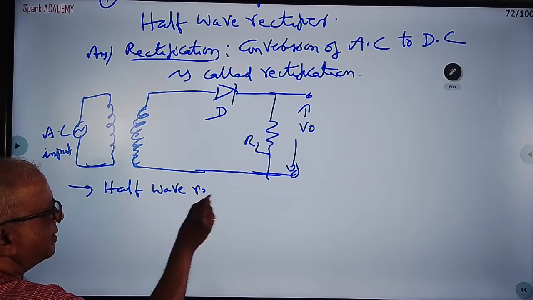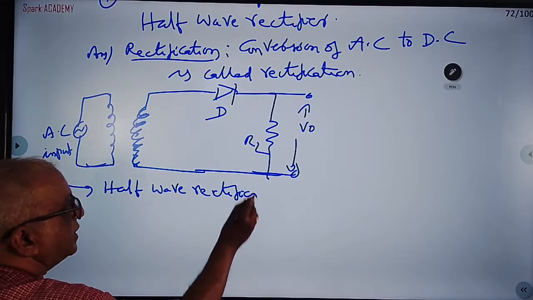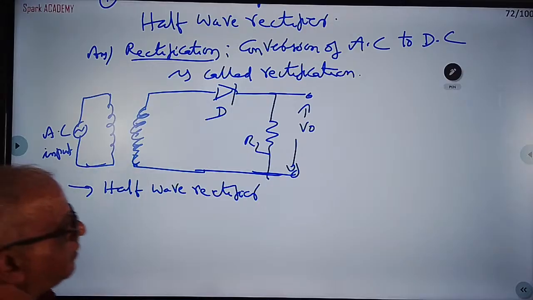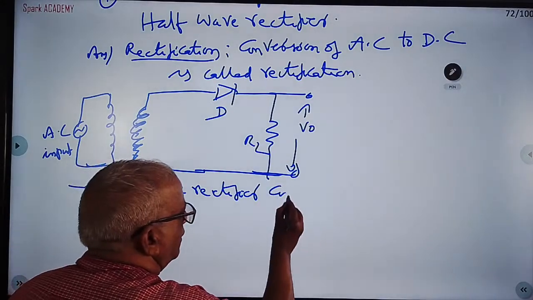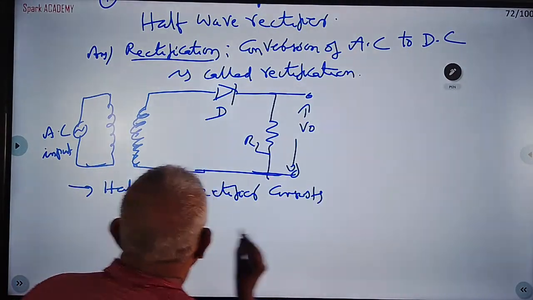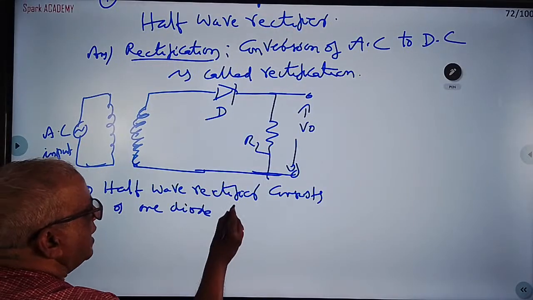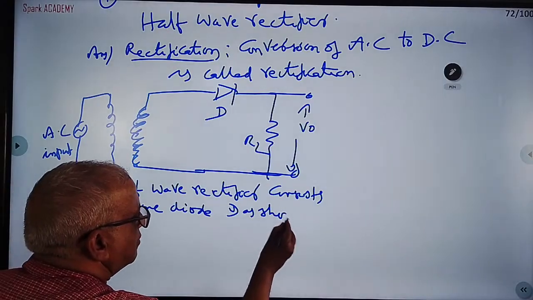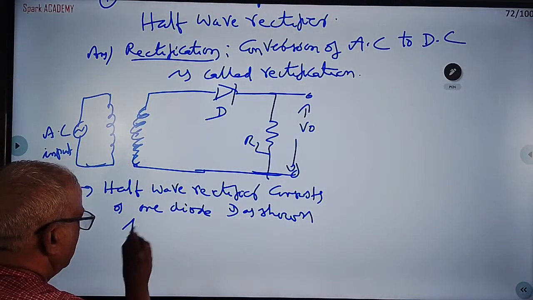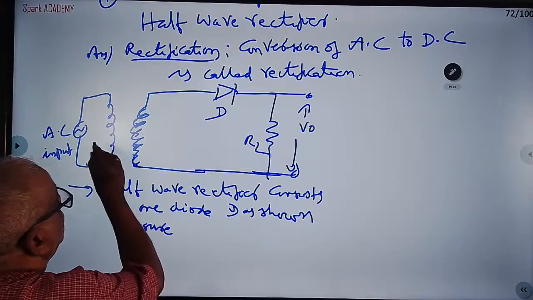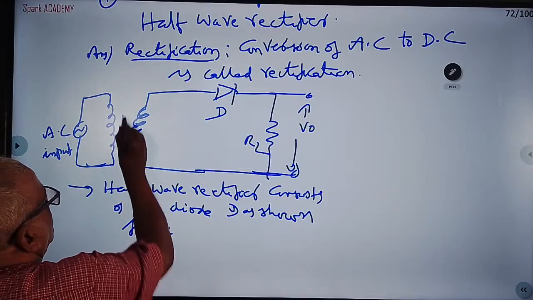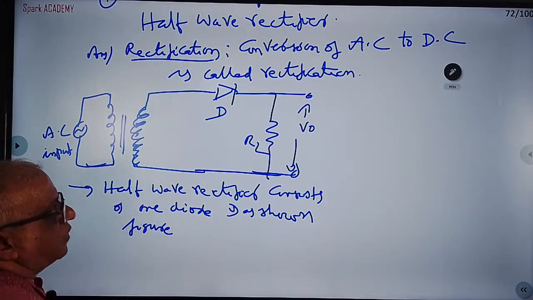For the half-wave rectifier, the circuit carries 1 mark and the definition carries 1 mark. A half-wave rectifier consists of one diode D, as shown in the figure, connected to the input. This is called the primary. This is the secondary of the transformer.